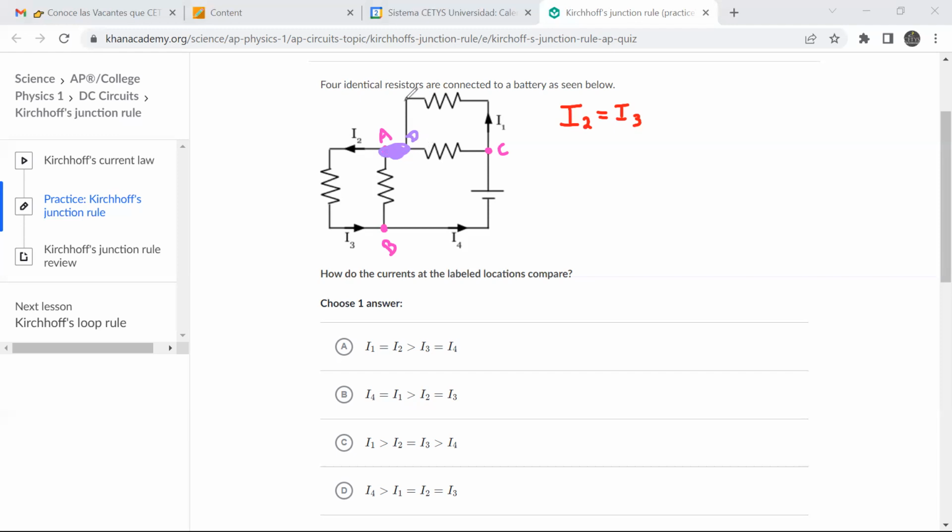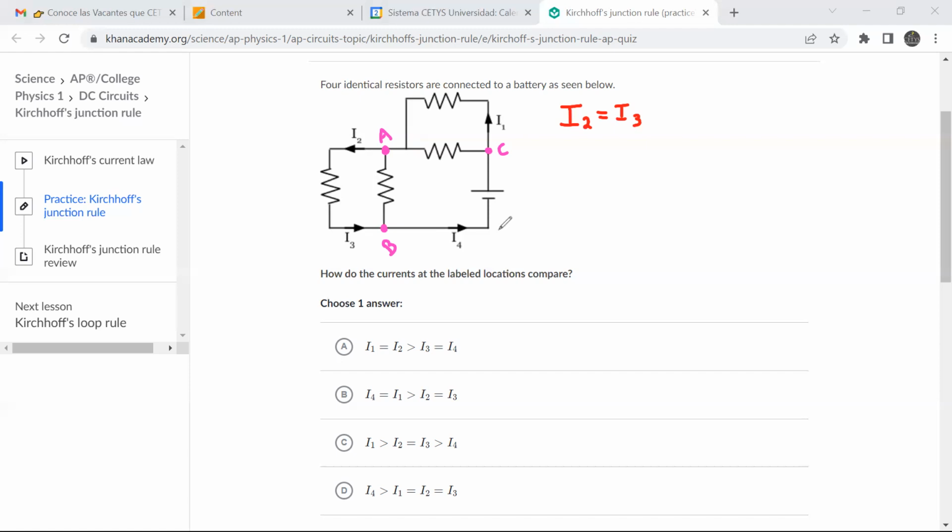So the resistor could be connected here like this, and it would be exactly the same thing. It could even be connected over here, and it would be the same thing. The line can go past. As long as there's nothing in the middle between A and D, it's still the same point.